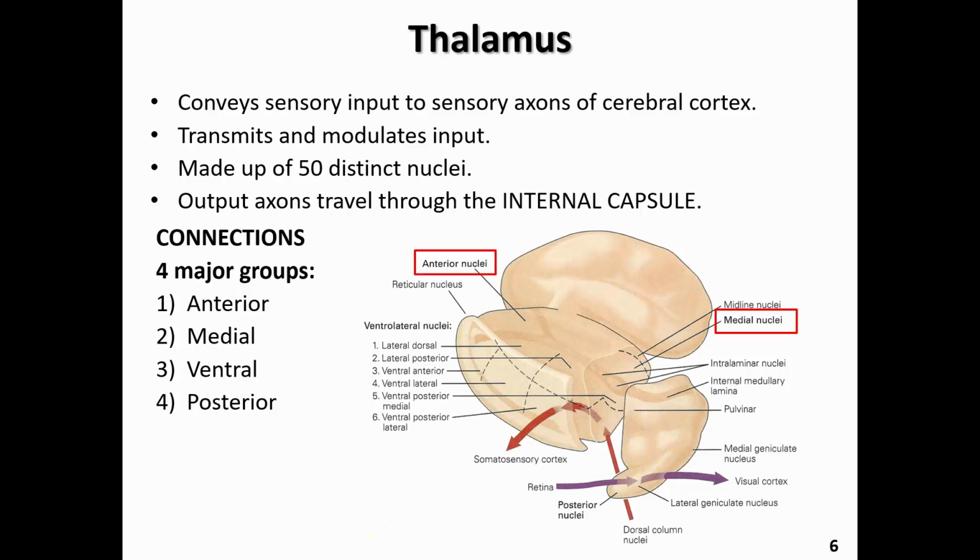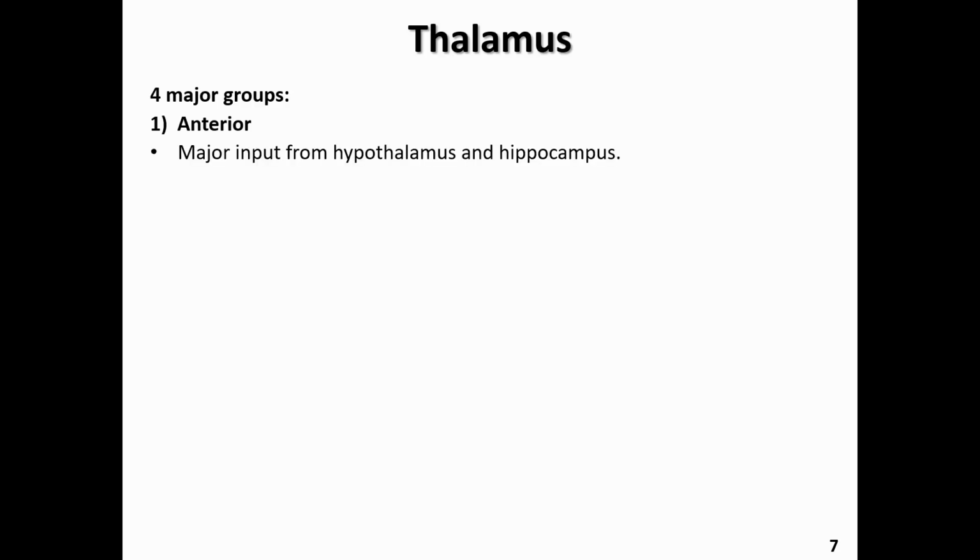And we see these highlighted here. Now, there are many different aspects to these different groups, but we're just going to focus on these four groups and the major functions of these four groups. The first group, being the anterior group, receives major input from the hypothalamus and the hippocampus portions of the brain. And these are regions involved with memory and emotion, and it has connections with the frontal cortex.